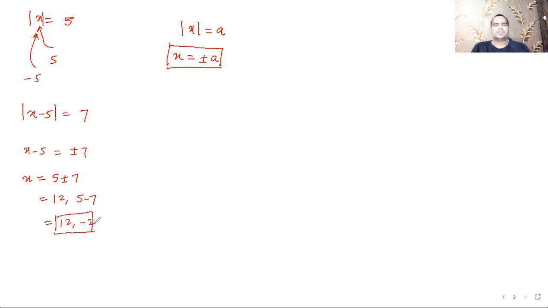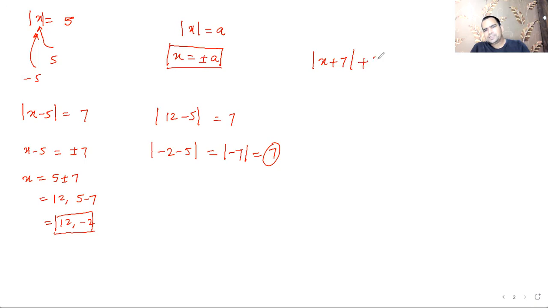If I just want to check my answer, are these values giving me the correct answer? So x is 12 here. If I put 12 minus 5, that comes to be 7. And if I have negative 2 minus 5, which comes to be negative 7, the absolute value comes to be 7 eventually. So both the answers that you see are fulfilling the equation. So this is the general logic by which you solve a particular absolute value equation. Now let us say my absolute value equation, sometimes it is like this: the absolute value of x plus 7, plus 3 equals 0.